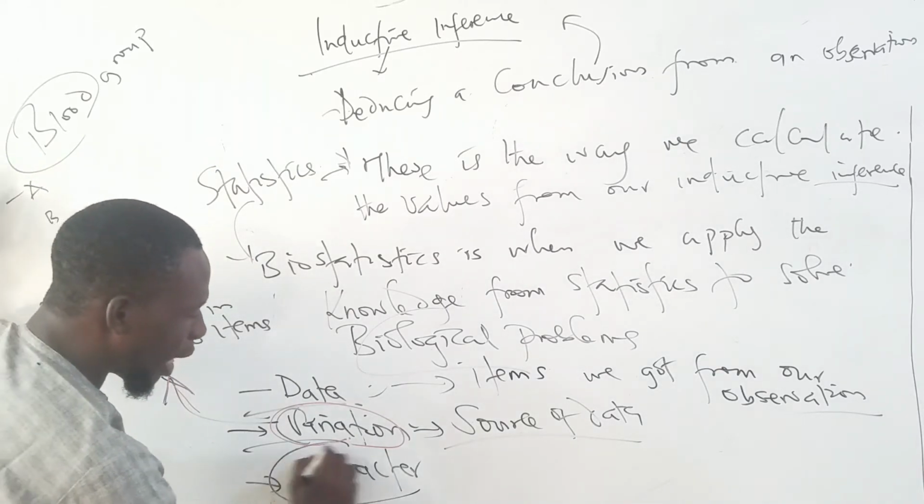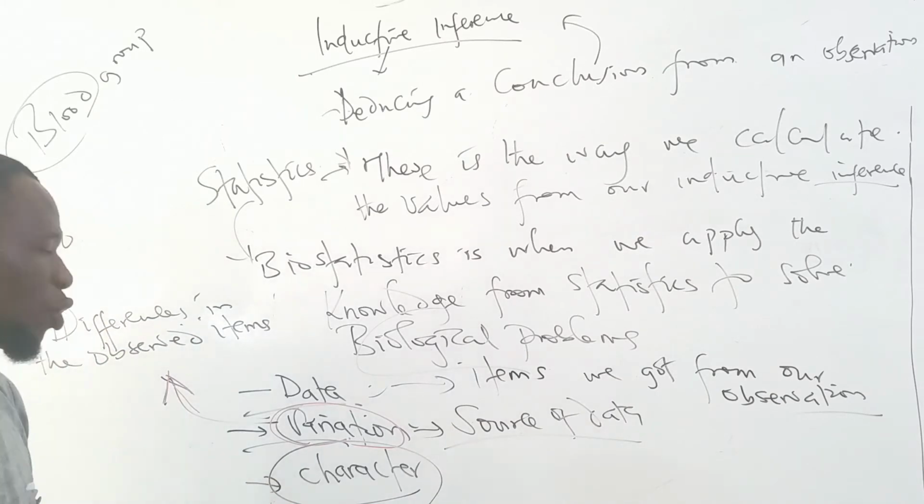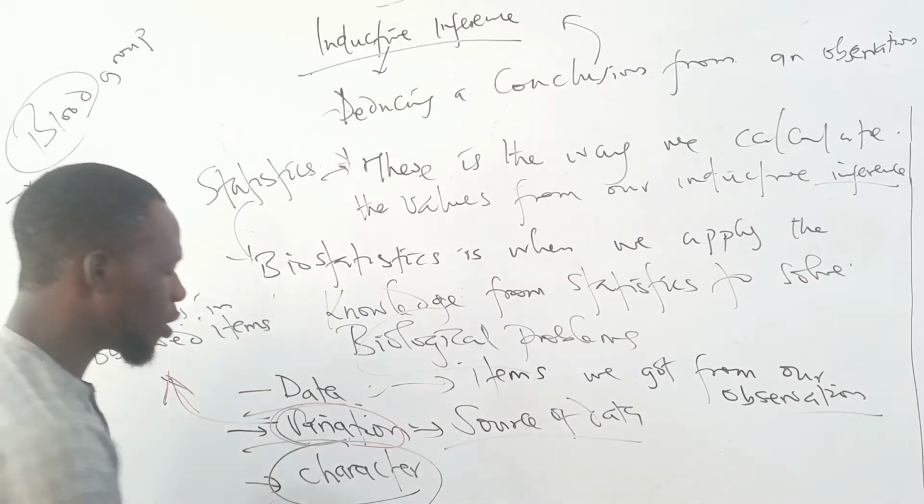Now, the character is the last aspect. So the source of our variation is what? Character.